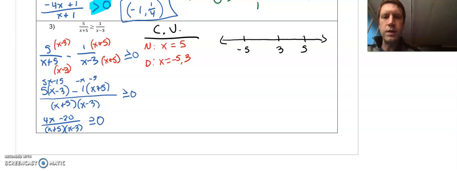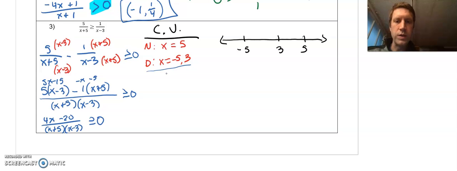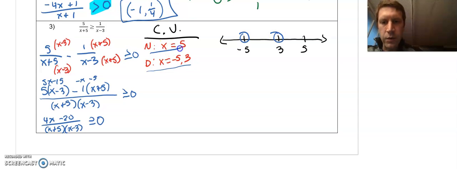Okay, so we can see 3 critical values. Again, anything generated from the denominator is always going to be an open circle. So negative 5 and 3 will be open circles. And from the numerator, that's when I pay attention to the sign. So I have an equal sign there, so 5 will automatically be included. We fill that in. Let's pick some test values.